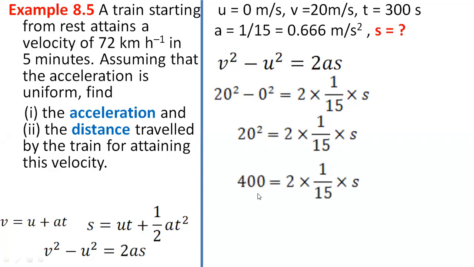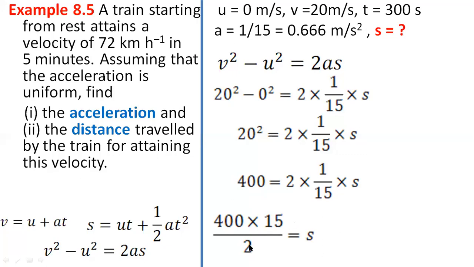That is 400. So 400 is equal to 2 into 1 by 15 into s. Now I need to find out the value of s, right? So I will shift that 15 from the denominator to the numerator side. So it will become 400 into 15 divided by 2. So the s value is becoming 400 into 15 divided by 2. I have shifted that 15 and 2.